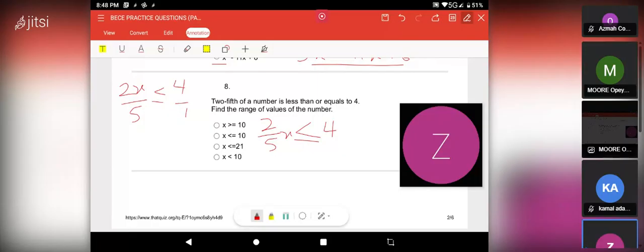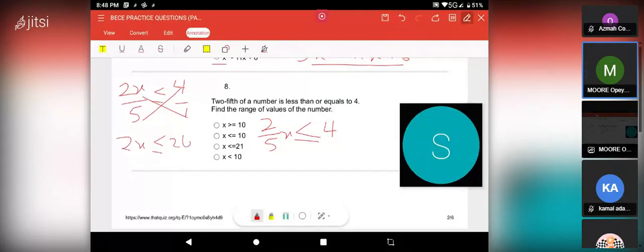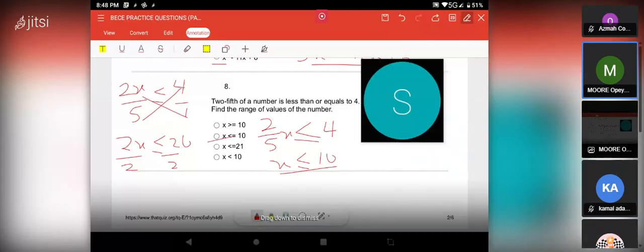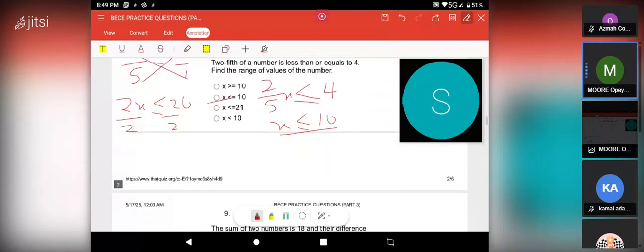Yes sir. So from here you cross multiply. This multiply this, that is 20. 2x multiply this, that is 2x equals 5 times 2, is less than or equals to 20. Divide both sides by 2. So x is less than or equals to what? 20 divided by 2, 10. That is the answer. X is less than or equals to 10, and that is this option, the second one, right? Yes.